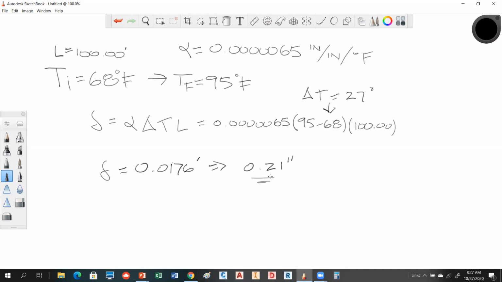Like I said, if you did the basic level surveying course or the other surveying course, the construction layout course, we talk about that. Okay. Any questions on that one? Where did you get the 0.0000065 from? That is the material constant for steel.